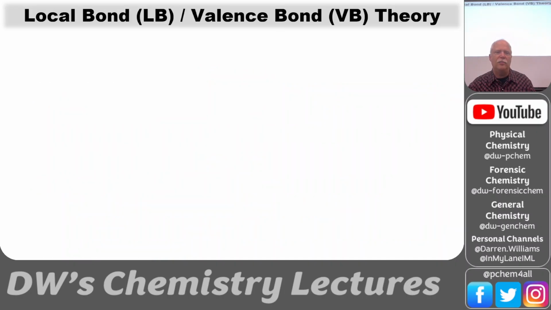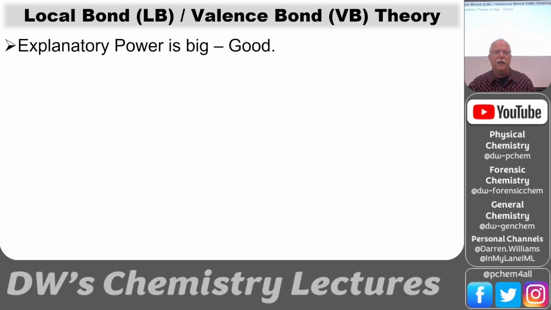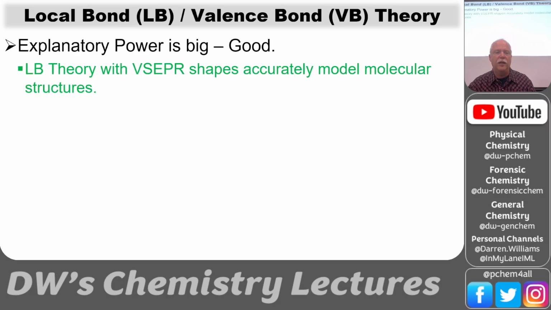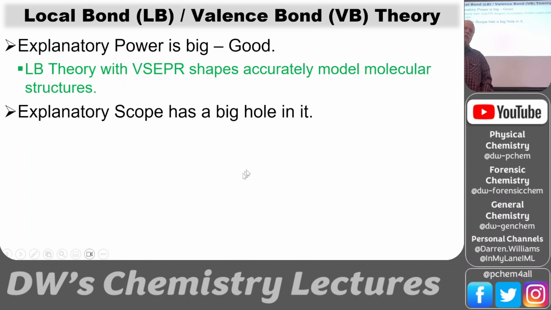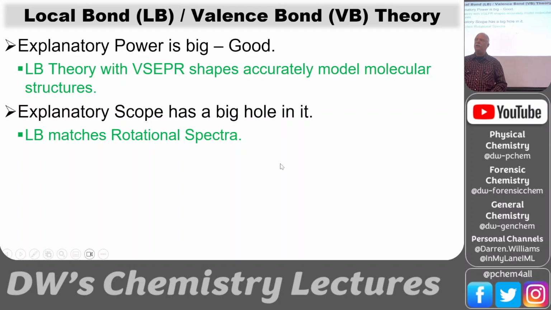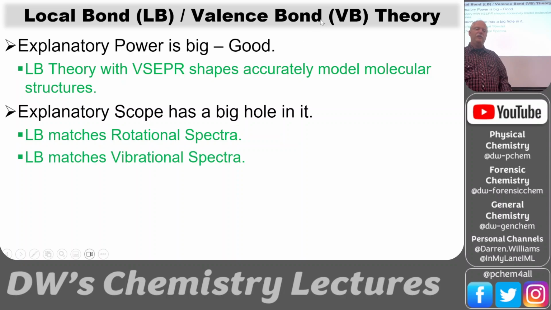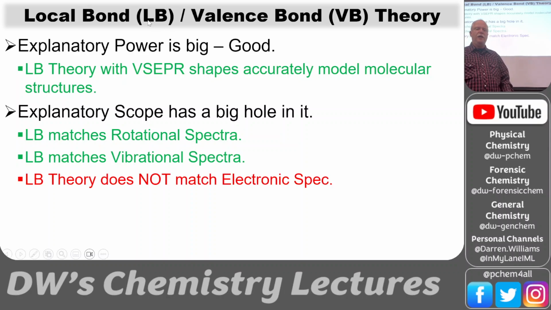So let's apply this to local bond or valence bond theory. It does have a good explanatory power. It's big, okay? With the VSEPR shapes, it accurately models molecular structures and gives us the symmetries of those. The explanatory scope has a big hole in it. Local bond theory matched the rotational spectra. It gave us our rotational constants. It accurately predicts that CO2 would have 1 rotational constant and water would have 3 rotational constants. It matches the vibrational spectra with the symmetric stretches and asymmetric stretches. All of that stuff comes from local bond theory. But it does not match the electronic spectroscopy. So that's the big hole.